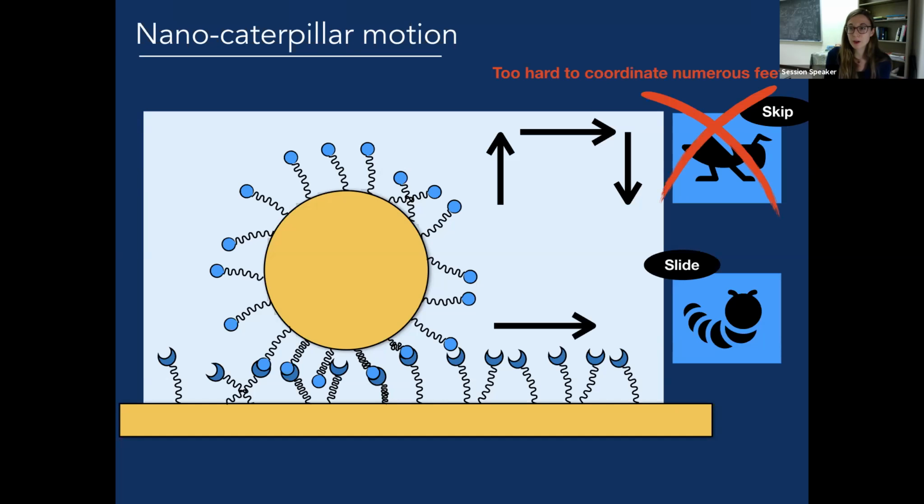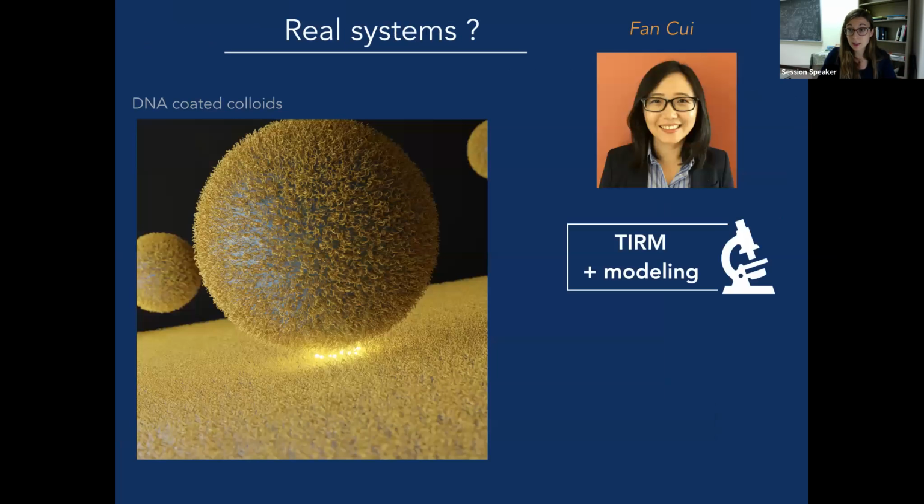So that's the theoretical story, but what's going on in the real world? And that's basically going to be the end of my talk. Well, in real systems, such as DNA-coded colloids, a lot of things are going on. So Fan Kui at NYU did a set of remarkable experiments using total internal reflection microscopy. And together with advanced modeling from my part, we've been able to identify what's going on at the interface between a DNA-coded colloid and a surface.